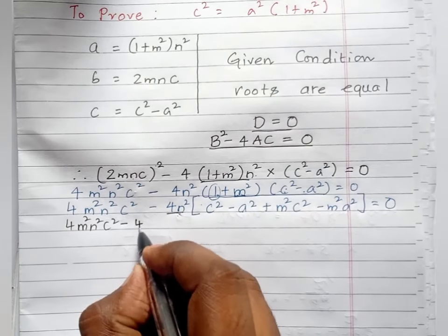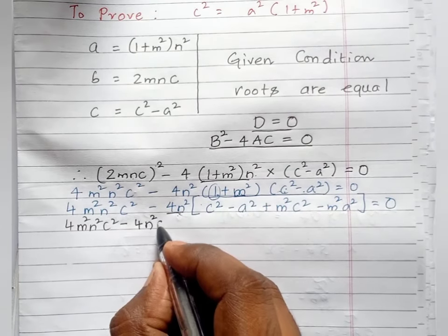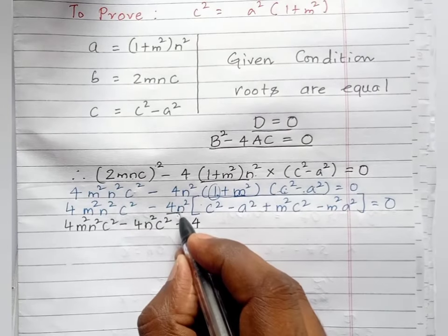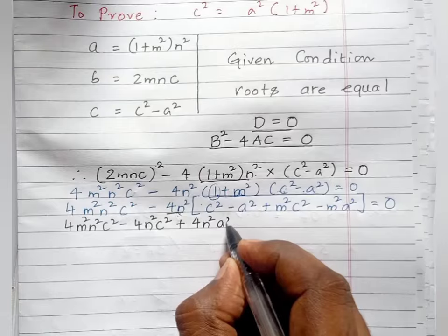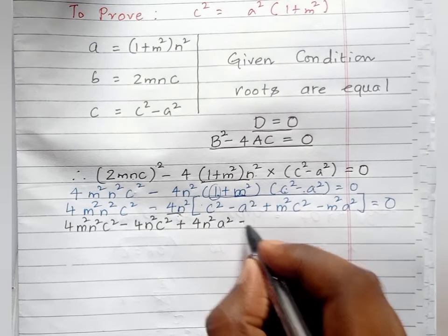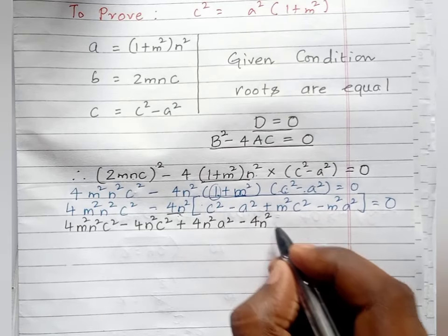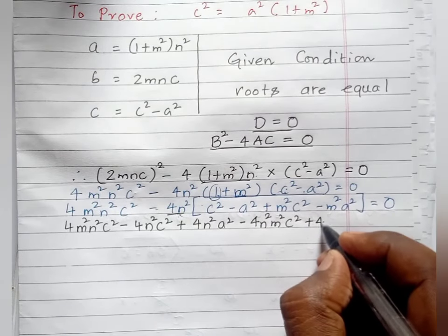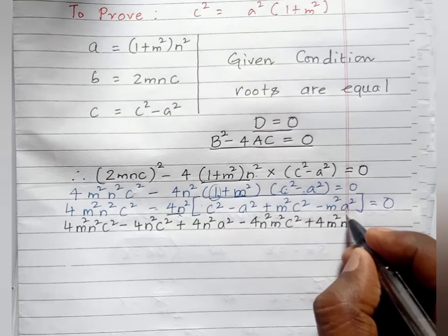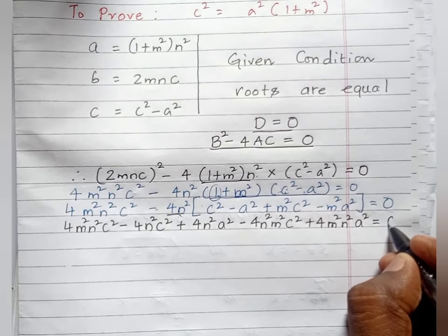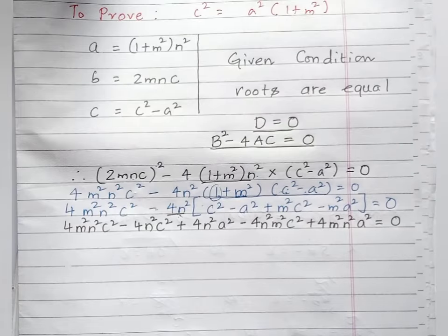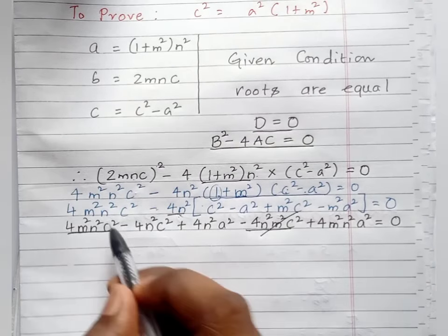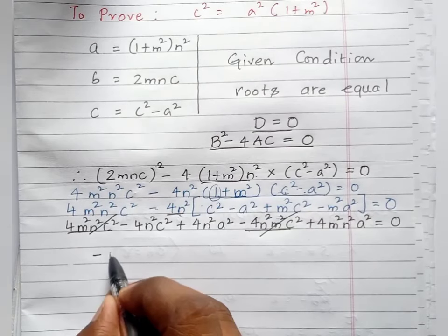Now 4n square into c square is minus 4n square c square. Next minus into minus plus 4n square a square. So minus into plus is minus 4n square m square c square. Next minus into minus plus 4n square m square a square equals 0. Now if you observe, plus 4m square n square c square minus 4m square n square c square will get cancelled. I'll write down the remaining terms.